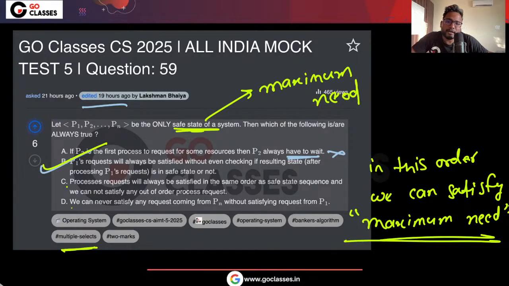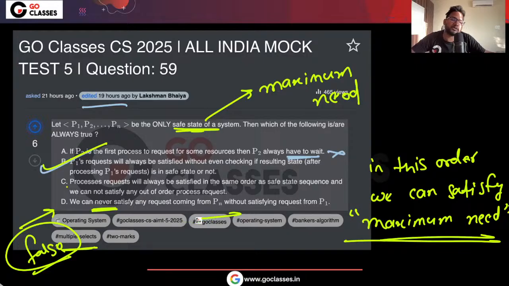We can never satisfy any request from P1, Pn. No, we can do it, right? We can satisfy. So because of the word never, this is false. We can actually satisfy, because it's not the case that we cannot satisfy from Pn, P2 like this. Yes, it was a very conceptual question for sure.